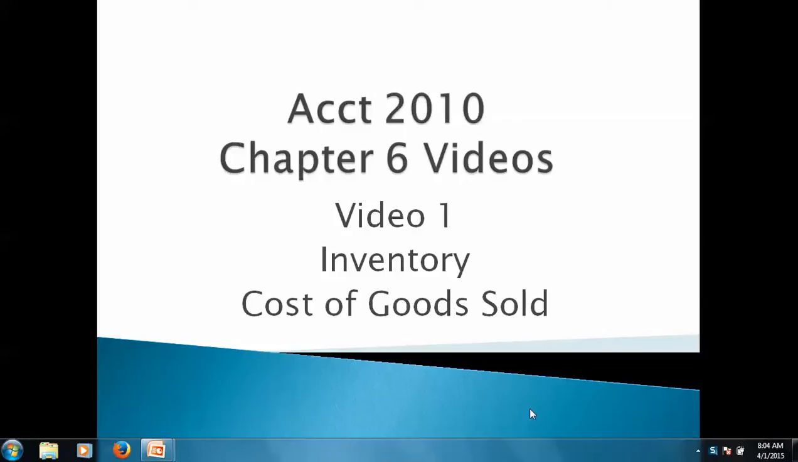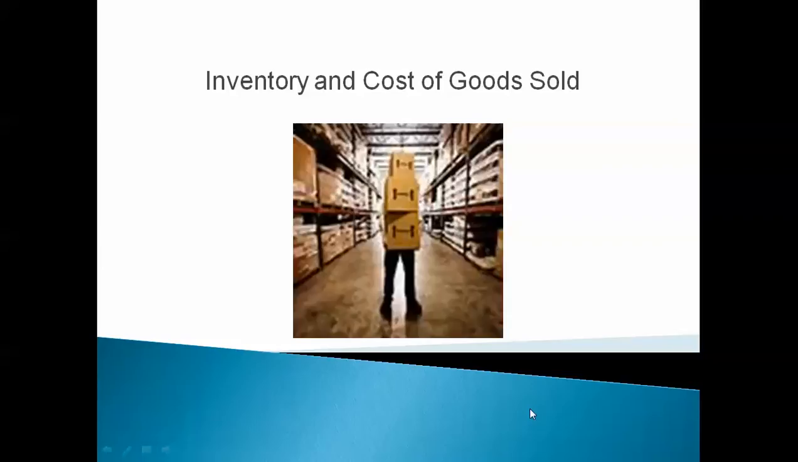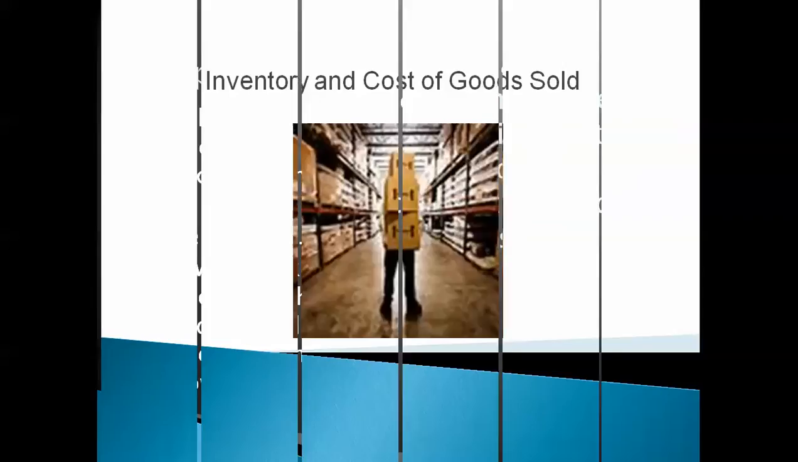In video 1, we are going to be discussing the general concepts of valuing the inventory that is on our shelves and the costs of the goods that we sold. So the main concept in Chapter 6 is assigning a value to inventory and the cost of the goods that actually went out of the store.